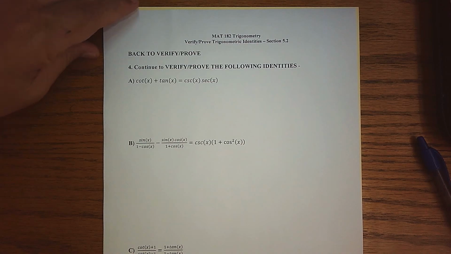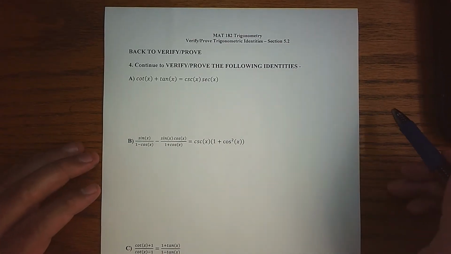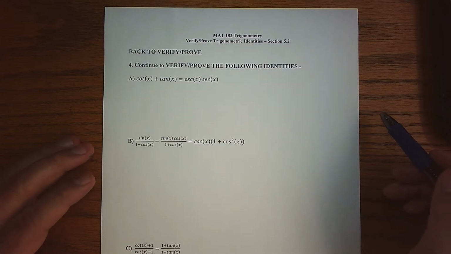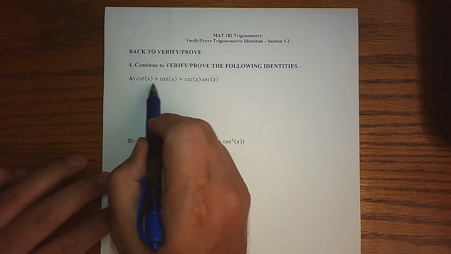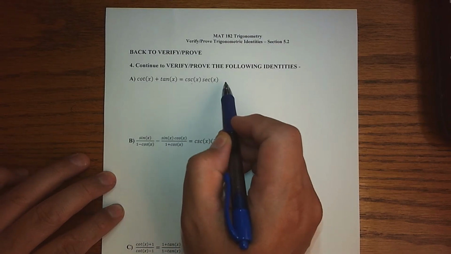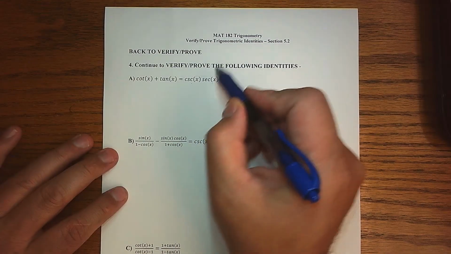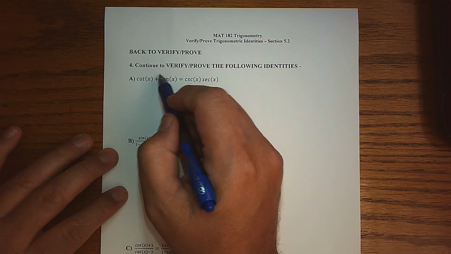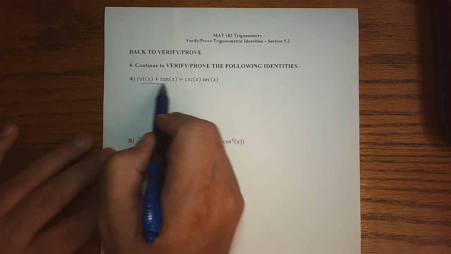Alright, so now that we've done some algebra and we've got the big idea down, let's do a few more where we basically have to do a lot of that work. So again, starting with cotangent plus tangent, is that equal to cosecant of x and secant of x? We're essentially having to maybe start with the worst side and make it into the other, or start with both sides. So how about we start with the summation first?